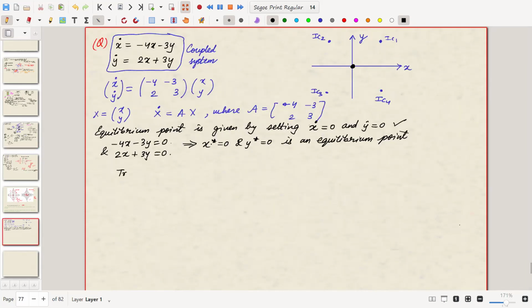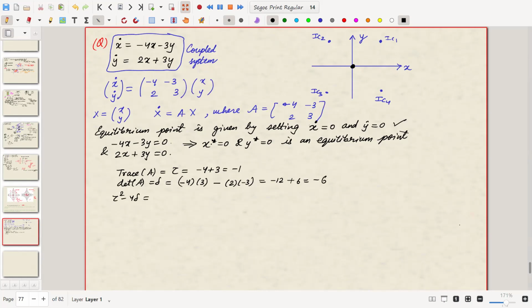So what is the trace here? Trace of A, that is tau, is minus 4 plus 3, that is minus 1. What is the determinant of A? That is delta equals 4 times 3 minus 2 into minus 3. That is minus 12 plus 6, minus 6. And what is tau squared minus 4 delta? Just to know, it is 1 minus 4 into minus 6. Tau squared minus 4 delta is positive.